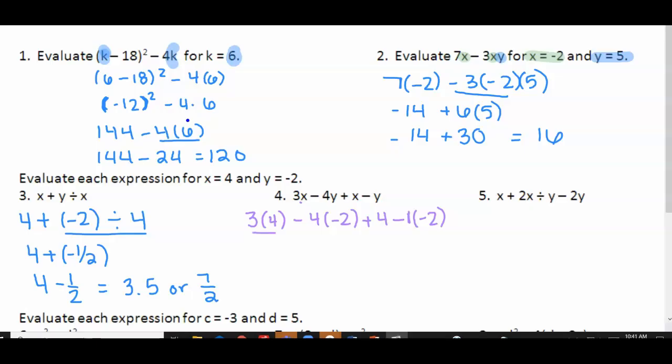We're going to multiply these in sections. So 3 times 4 is 12. Negative 4 times negative 2 is positive 8. The plus 4 tags along. And negative 1 times negative 2, or a minus, becomes a positive 2. Now we're just going to add left to right. So 12 plus 8 is 20. 20 plus 4 is 24. 24 plus 2 is 26.